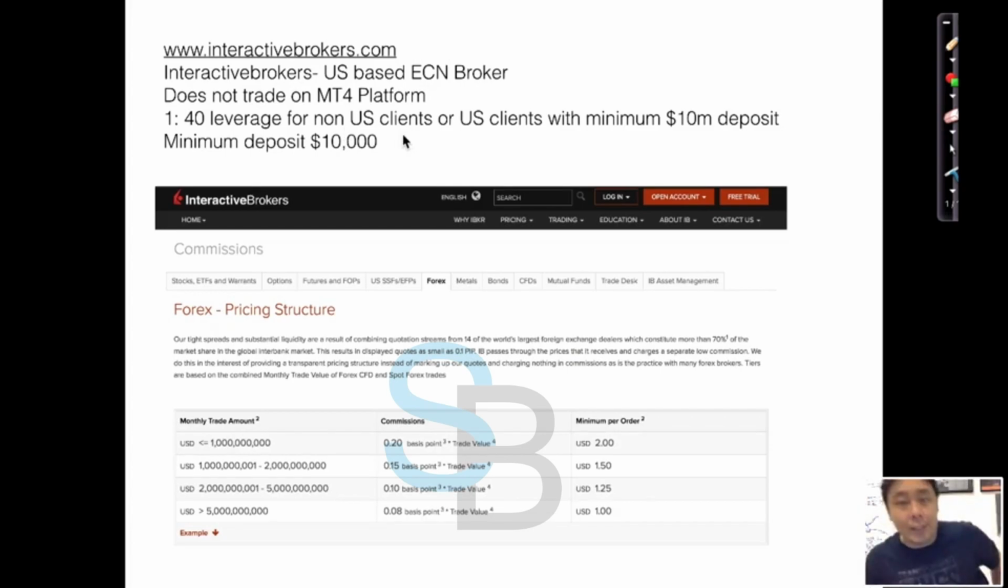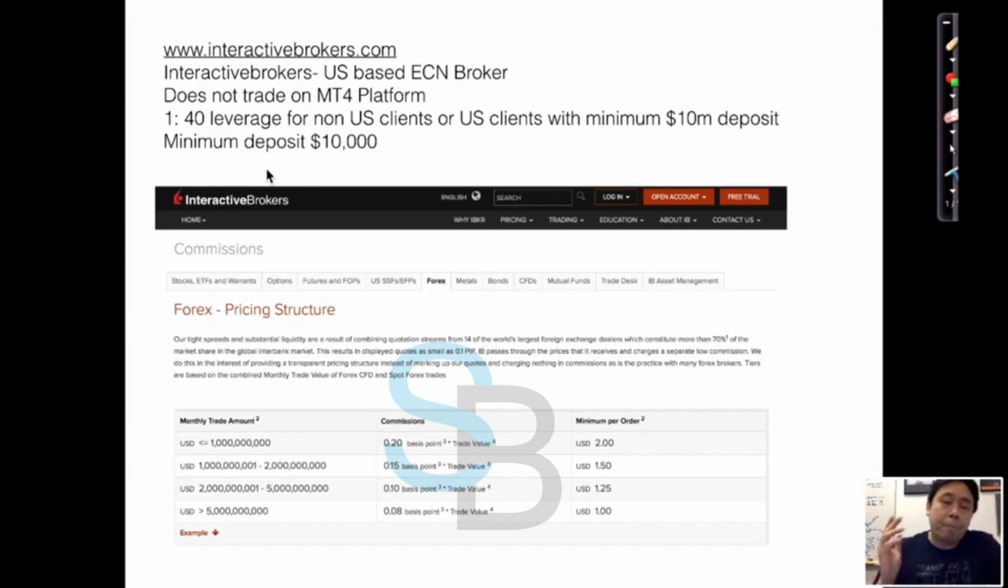Now here's the thing about Interactive Brokers, right? I know it sounds ridiculous, but you can read about it. It's true. If you're a US client and you want to use Interactive Brokers to get any kind of leverage, you need a minimum of 10 million US dollars. Yes, I didn't say that wrongly. 10 million US dollars. So they are not really open to retail clients. It's more for institutional clients. But if you've got more than $10 million, you can use Interactive Brokers.